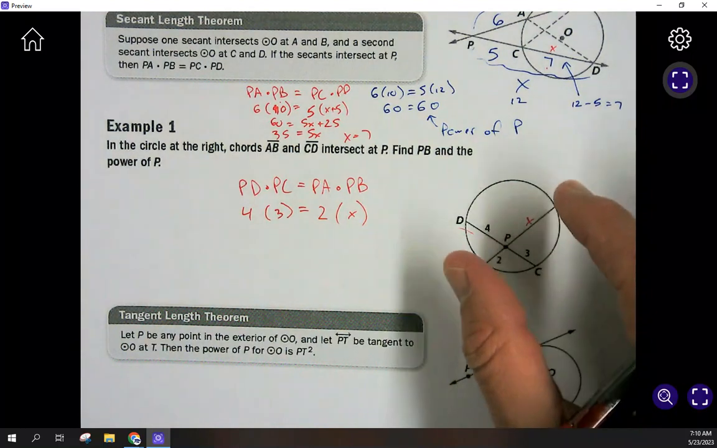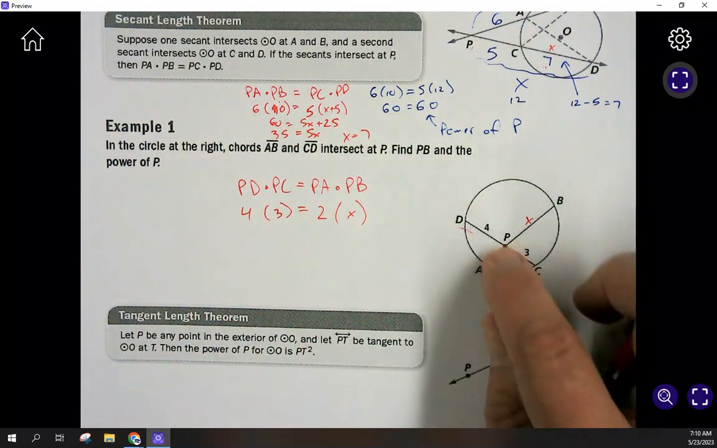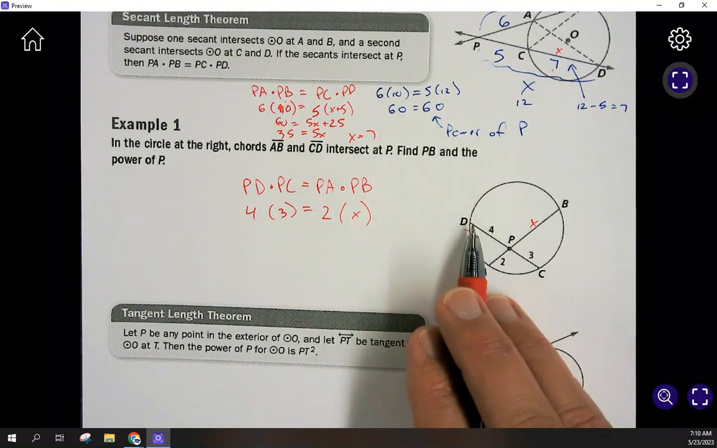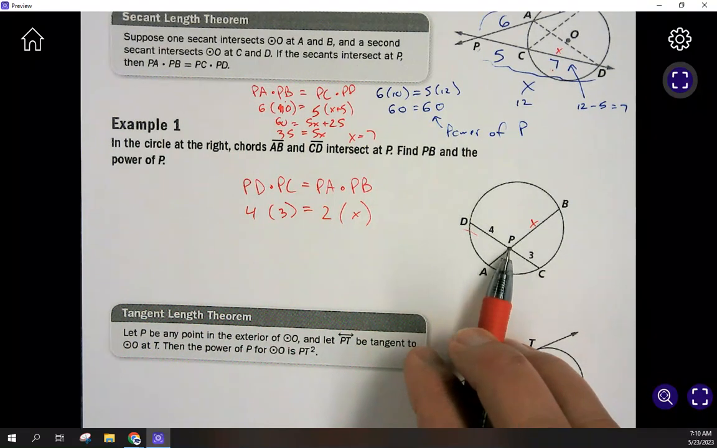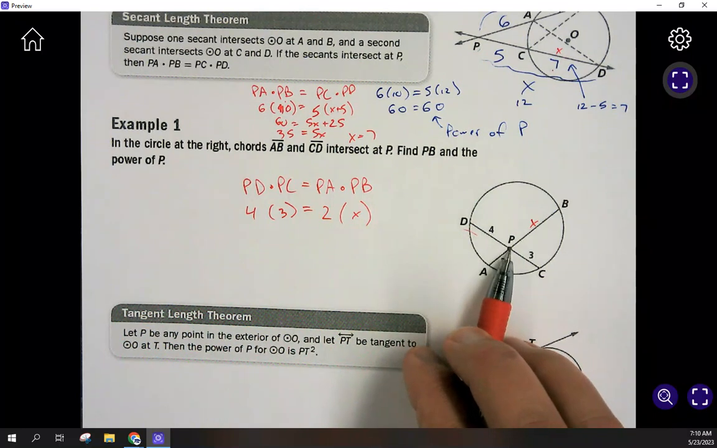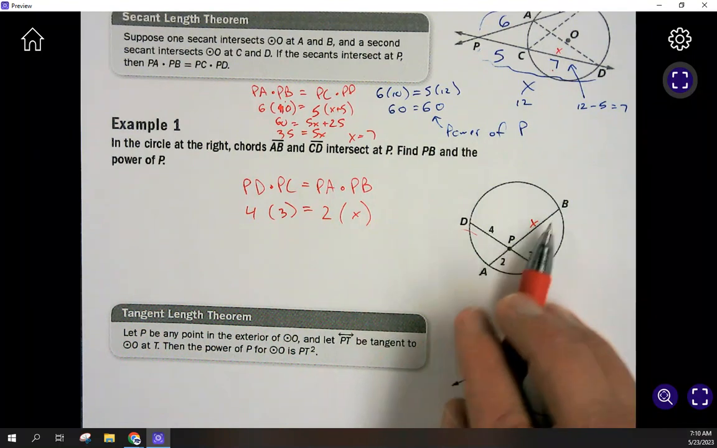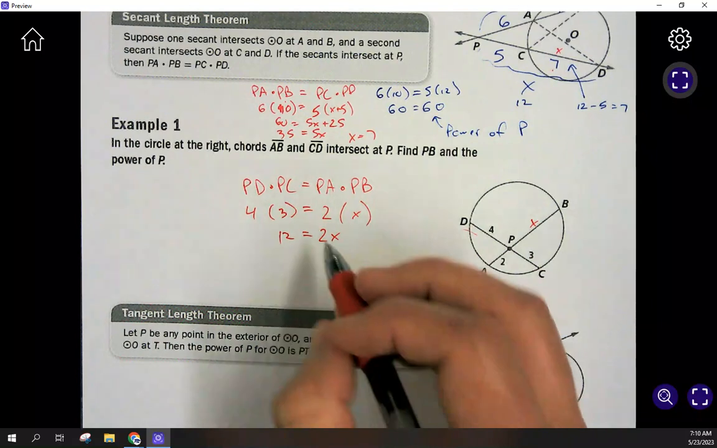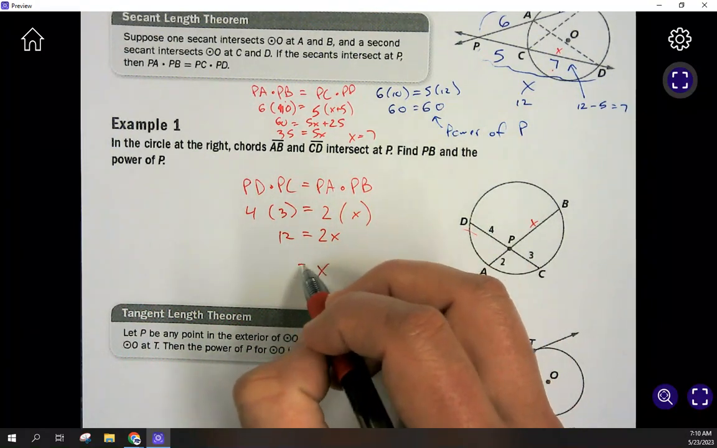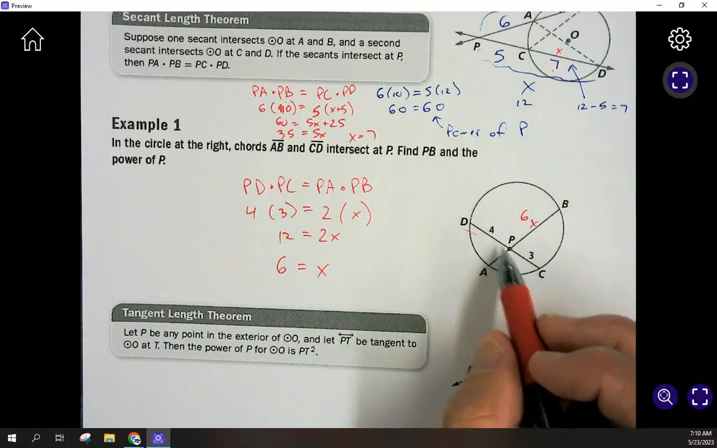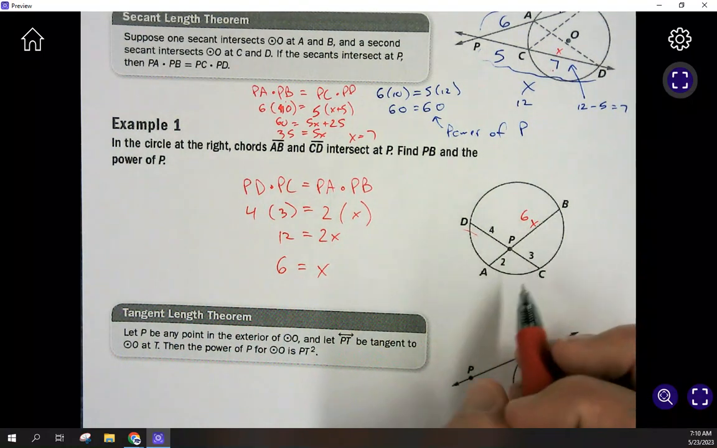and I don't have to get fancy. It's not the whole segment. So when this point is on the inside, we're not doing 4 times 7, the whole thing. We're just doing 4 times 3. The distance from that point of intersection to the side of the circle times that point of intersection to the other side of the circle. So it's just 4 times 3. It's 2 times x. So that's 12 equals 2x. You divide by 2, of course, and x equals 6. 4 times 3 is 12. 6 times 2 is 12.